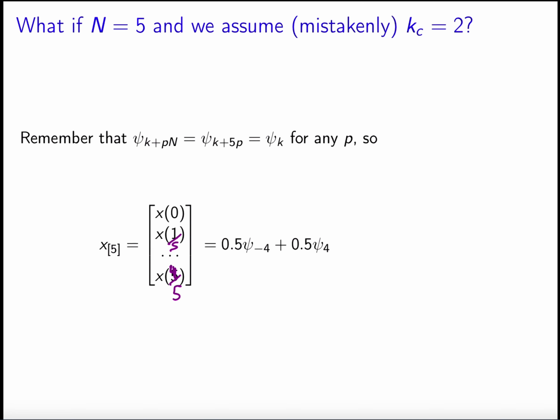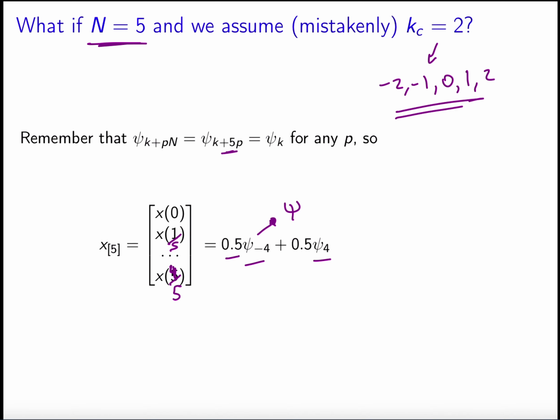Okay, so now what happens? We know that these samples are equal to 0.5 psi minus 4 plus 0.5 psi 4, but now n is equal to 5. So because the discrete sinusoids are periodic in their frequencies with period 5, this guy is equal to what? And now I want you to maybe stop the video and think about it. Psi of what? And of what? That is, basically here we're expecting frequencies between -2, so -2, -1, 0, 1, and 2.